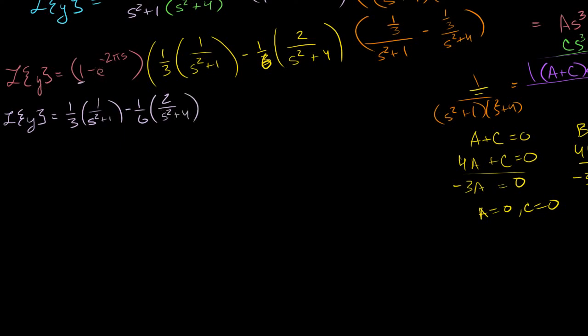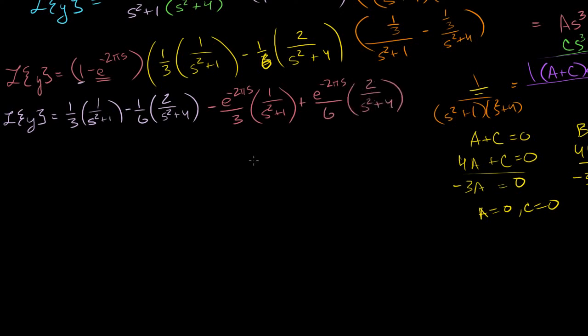So this, and then you get, let me switch colors. Do the minus e. So then you get minus e to the minus 2 pi s over 3 times 1 over s squared plus 1. And then the minus and the minus cancel out, so you get plus e to the minus 2 pi s over 6 times 2 over s squared plus 4. Now, taking the inverse Laplace transform of these things is pretty straightforward. So let's take the inverse Laplace transform of the whole thing.